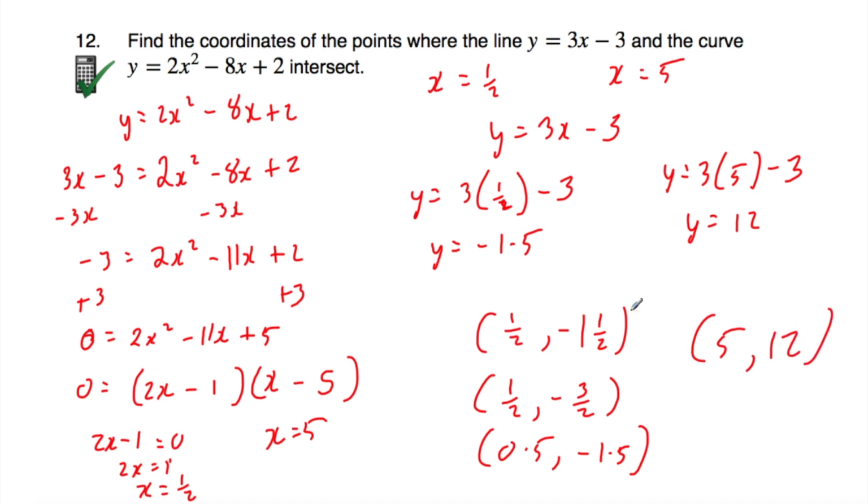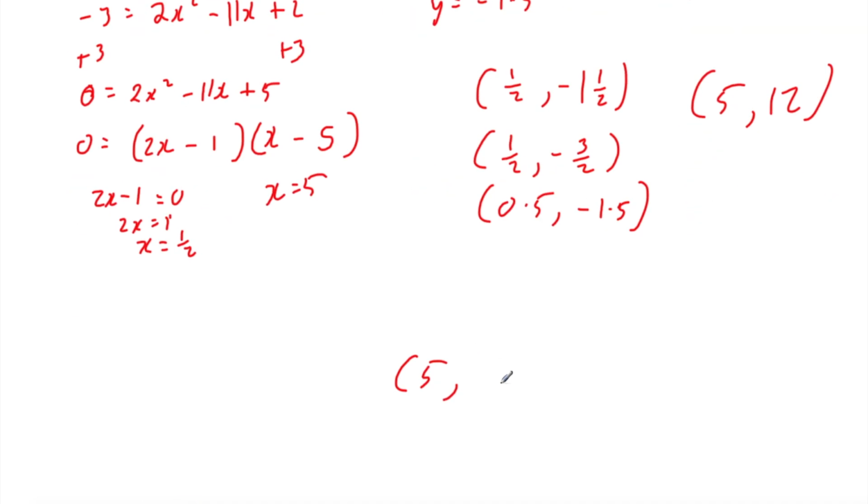And that's it. So the coordinates of the point where they intersect. So I'm going to go for 5, 12. And also I'm going to go for a half and minus 1.5. And that's it. They're the coordinates of the 2 points where the curve and the line intersect. And that's it.